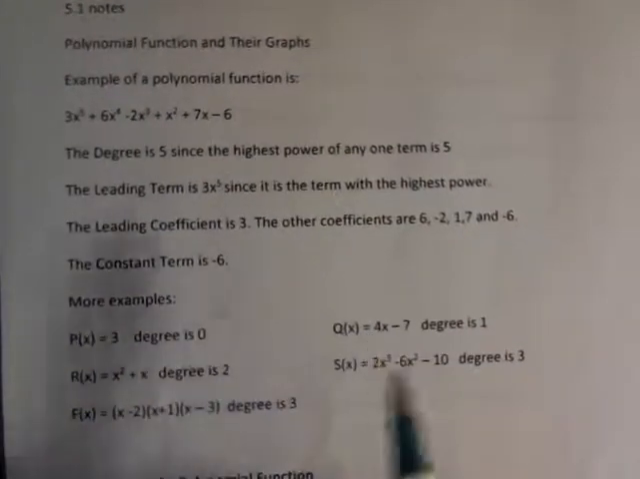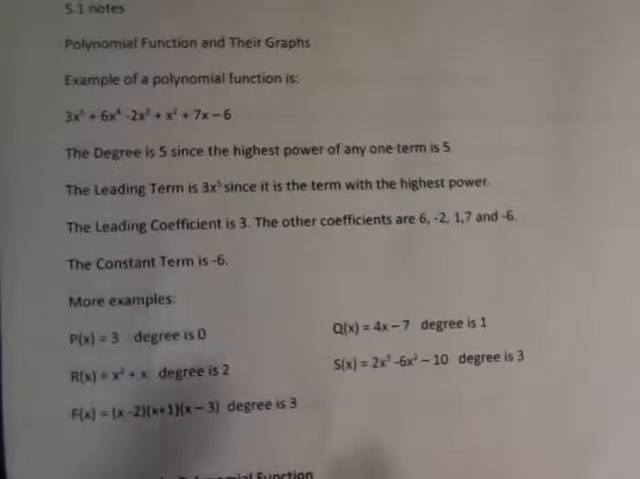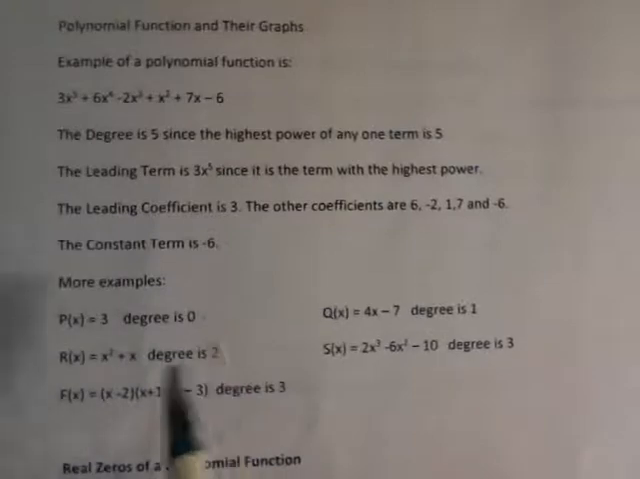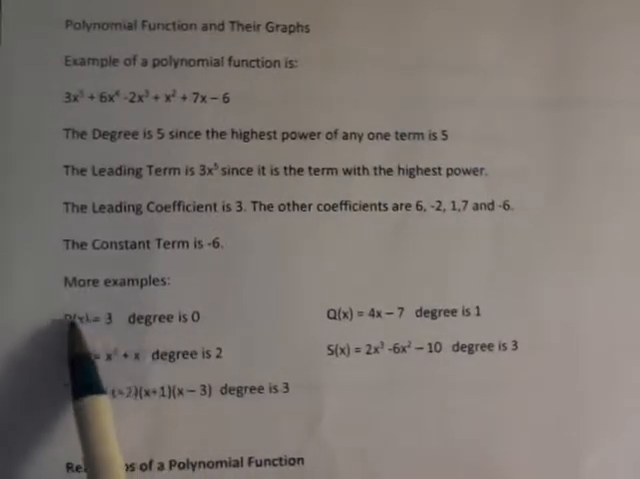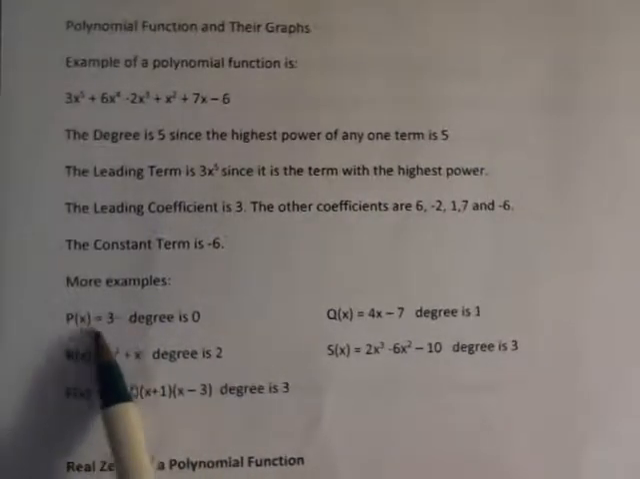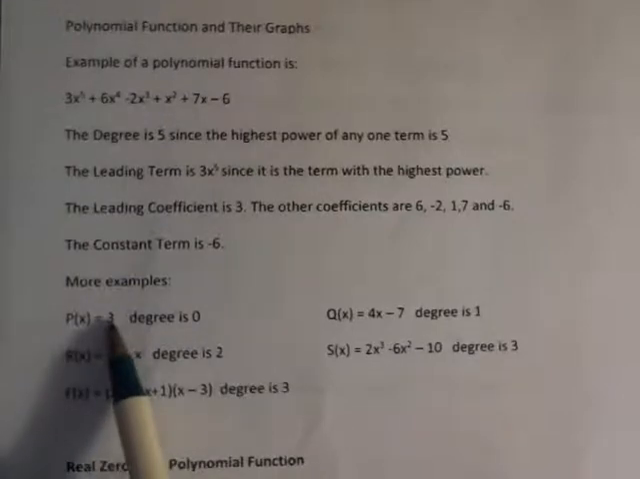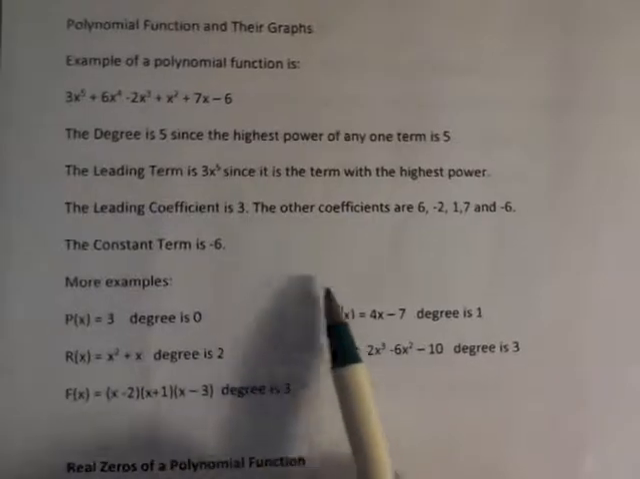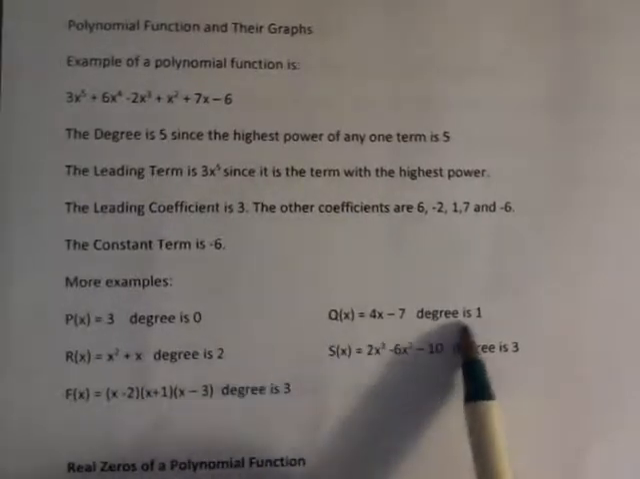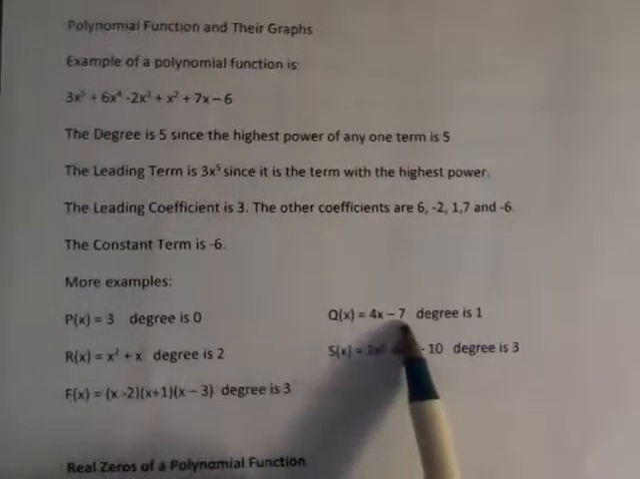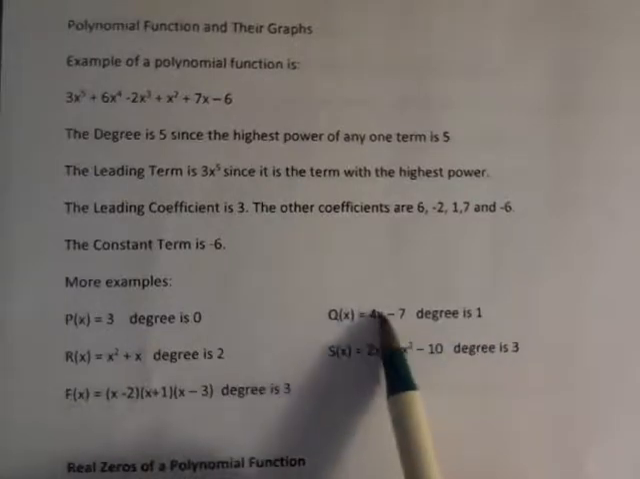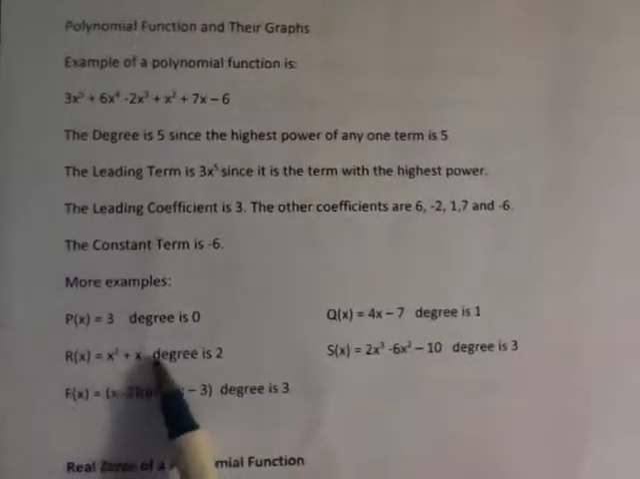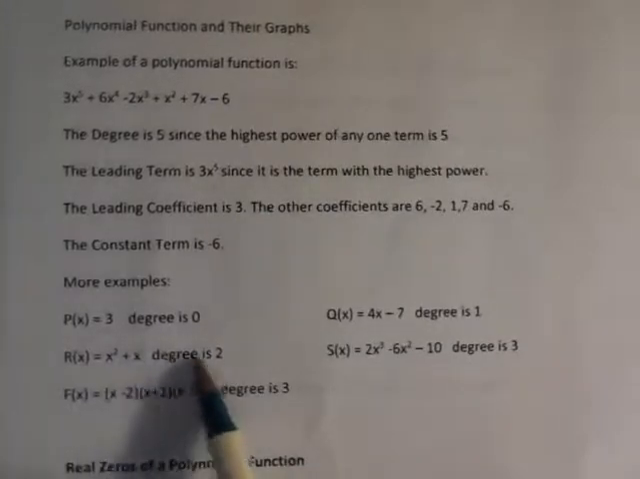So when we talk about polynomials, as I've said, we've been doing polynomials all along. We just have different names for the ones we use most often. If I have a function where we just have one number, p of x equals 3, the degree is 0. Q of x is 4x minus 7, a linear function, and the degree is 1 because we have x to the first power. A quadratic function, x squared plus x, has degree 2.